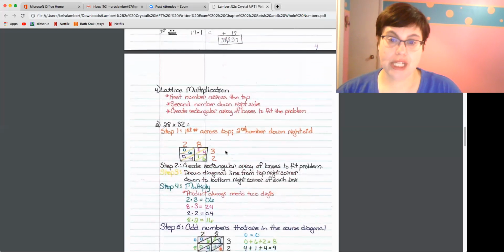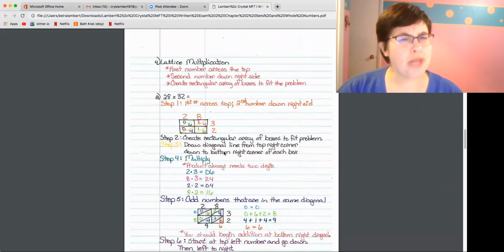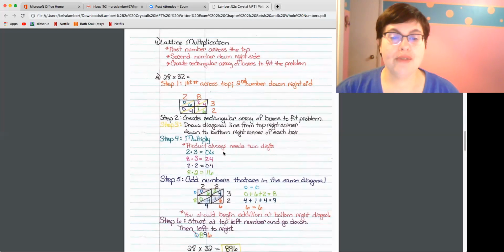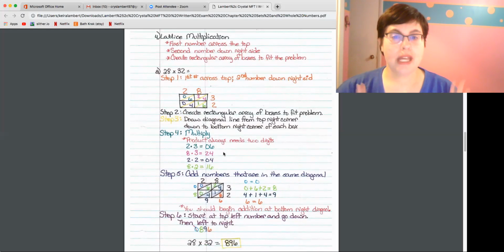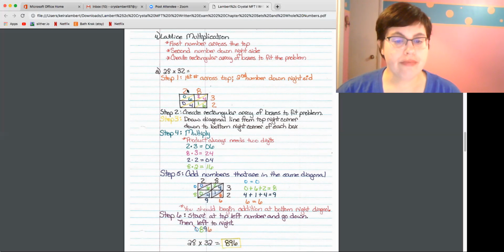Lattice multiplication. This has a lot of steps, but it's really fun, and I believe your students are going to enjoy it once we help them figure it out. We have to remember that the first number in our equation goes across the top. The second number we're going to write going down on the right side. So here we have 28 times 32.